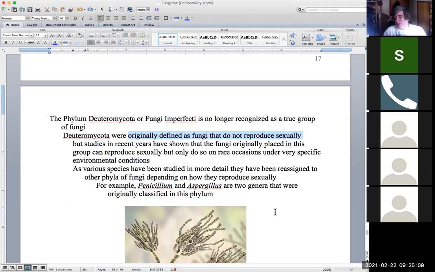So as the organisms in this group have been studied more carefully, they get reclassified. So for instance, Penicillium and Aspergillus, you've probably heard of Penicillium, I'm sure, because it makes the antibiotic penicillin. These are two genera that were originally classified in this phylum. Now they're classified as Ascomycota. Why? Because it turns out every once in a while when environmental conditions are right, they make an ascus and they reproduce with an ascus. Now, why didn't we know that before? Because 99.99% of the time, they reproduce asexually.